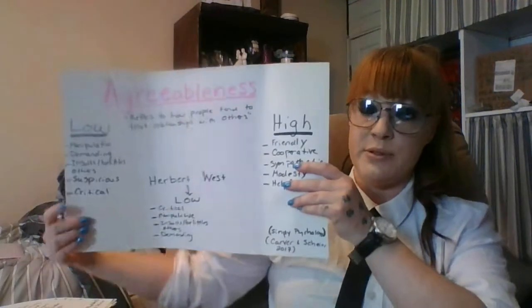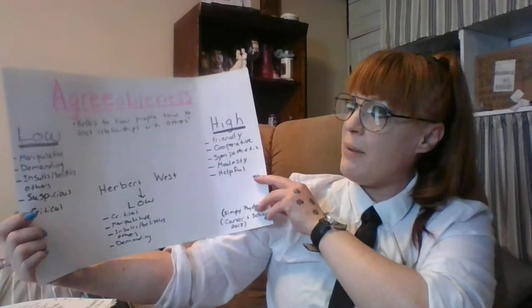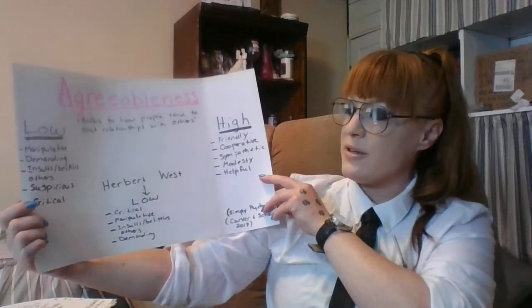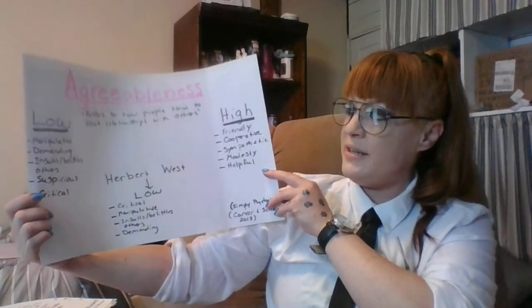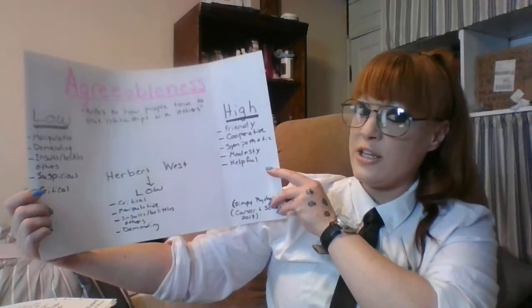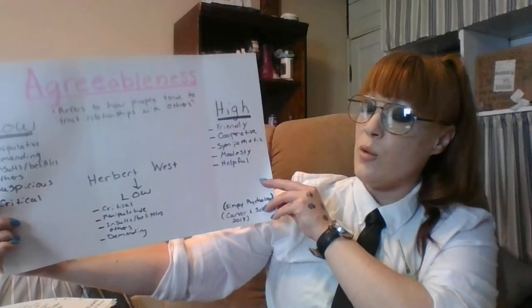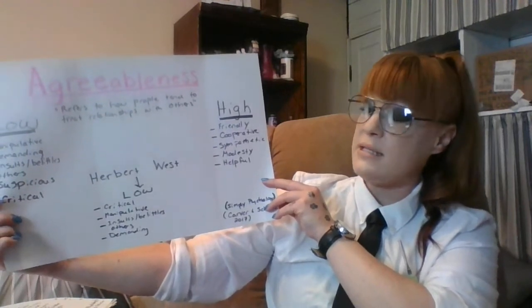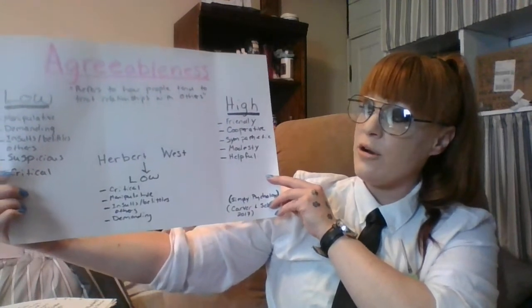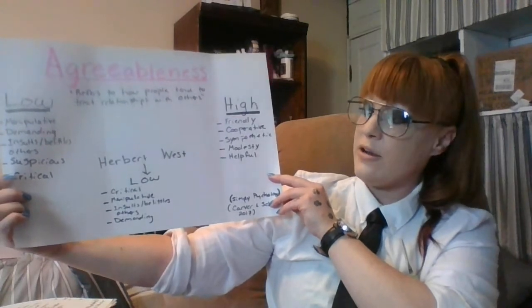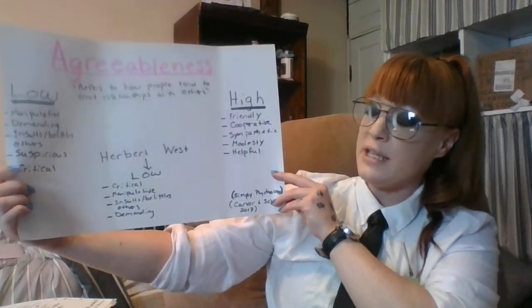Moving on to agreeableness. It refers to how people tend to treat relationships with others. On the low end, they are manipulative, demanding, insulting, belittling of others, suspicious, and critical. On the high end, they are friendly, cooperative, sympathetic, modest, and helpful. I scored Herbert low on this. He is critical, manipulative, insults and belittles others, and is demanding.